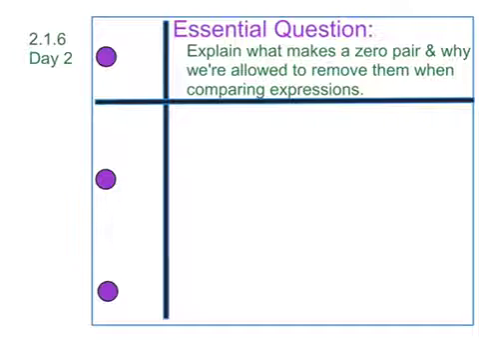Today our question is, explain what makes a zero pair and why we're allowed to remove them when comparing expressions. Remember that our EQ is what's guiding our day. It's the question that we definitely need to be able to answer by the end of the session, and that's what shows me as the teacher that you guys have learned what I was expecting you to learn for the day.